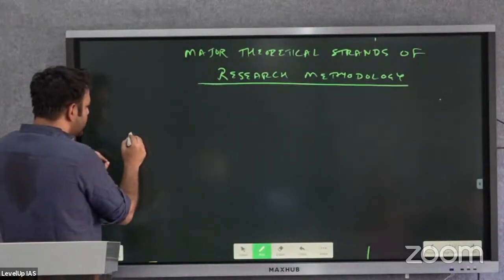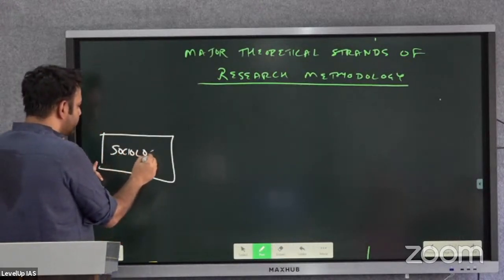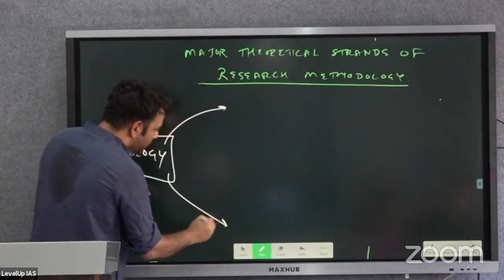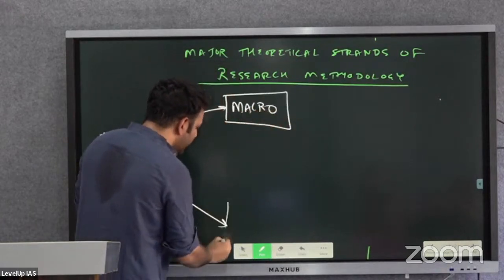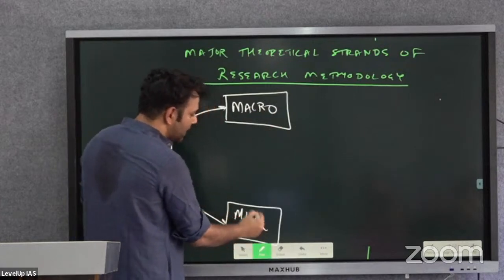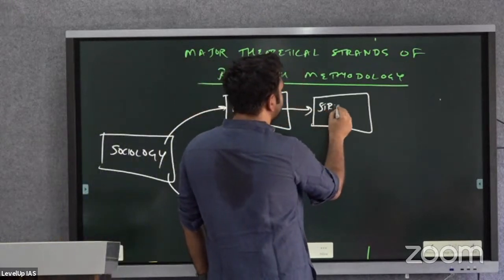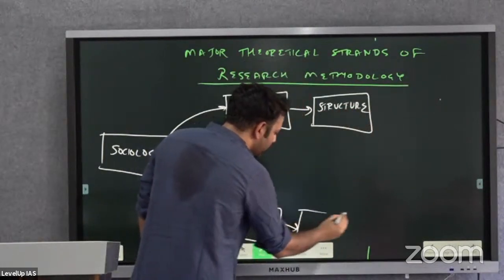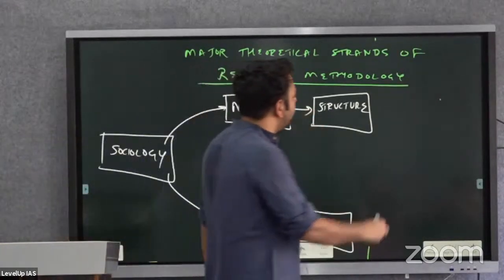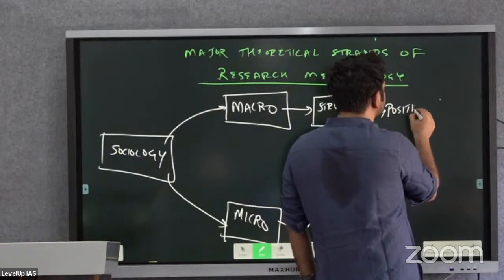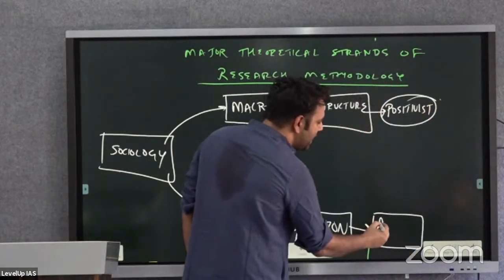ये है देखो अब हमारा जो, as I told you that when you talk about major theoretical strands, the first thing that we should obviously talk about is that there are macro theories and there are micro theories in sociology. Within macro, we have structure approach, and within micro, we have action approach. Within structure, we have positivist approach, and within action, we have anti-positivist approach.